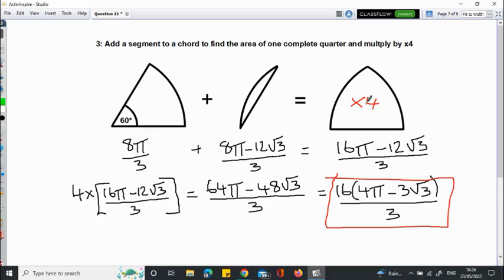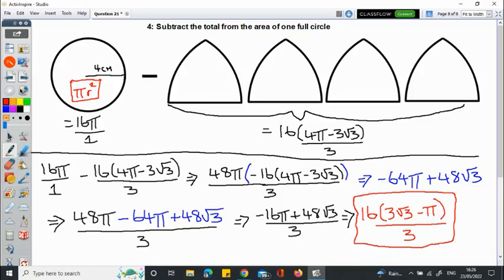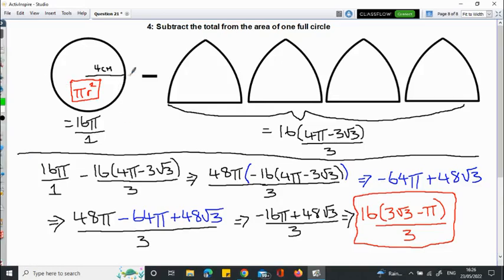All we've now got to do is find the area of a circle, and subtract this from it. Let's do that now. So this is what I've done. The circle had a radius of 4 centimeters, so that's pi r squared, so that's 4 squared, 16 pi. Again, I've converted it into a fraction because we need to do some fractional algebra, and we're going to take that away from the answer we've just done, which is 4 of these shapes. This is the answer.